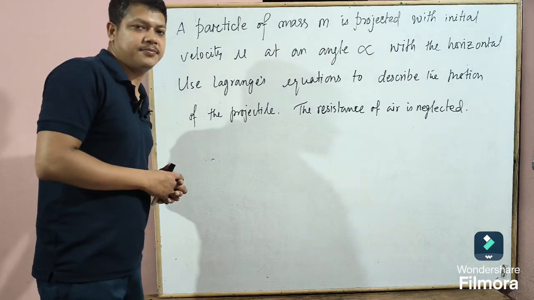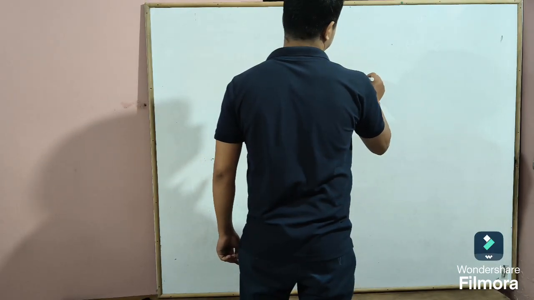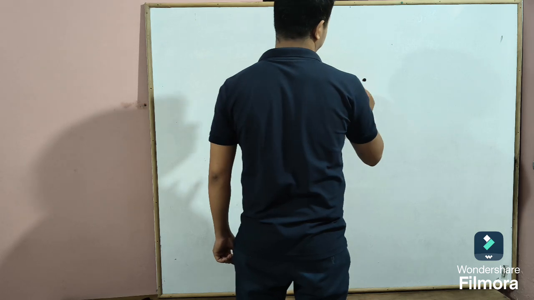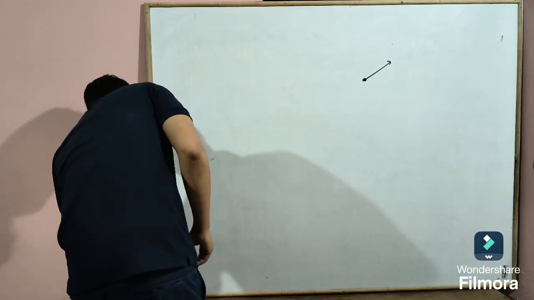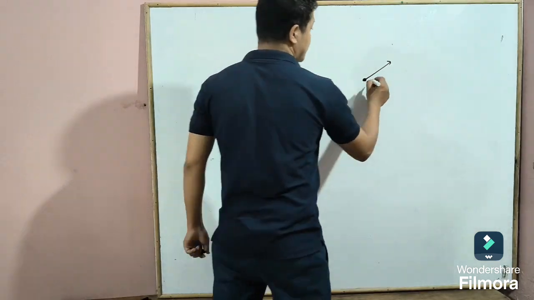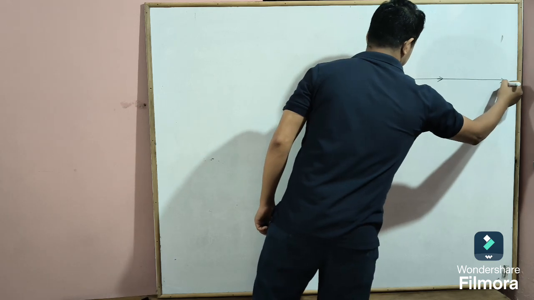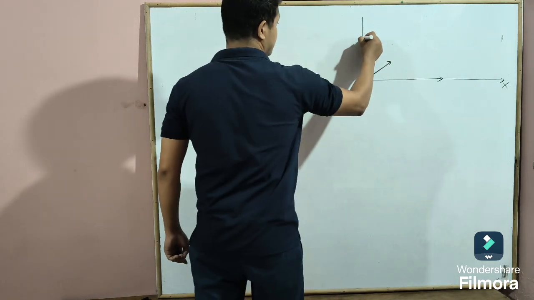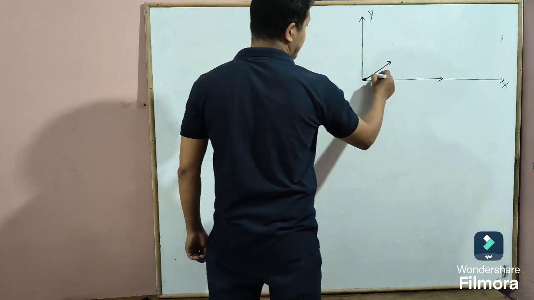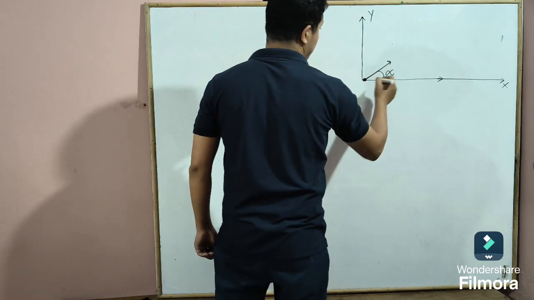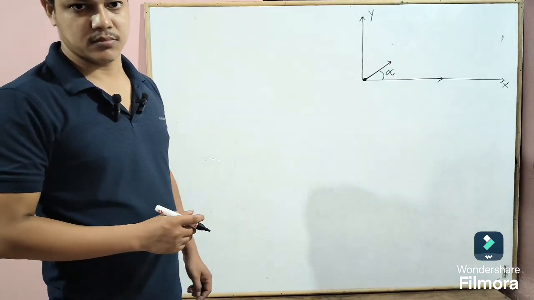So now let's start. This is an object of mass m, or this is a particle of mass m, suppose, and it is projected in this way, and here is the horizontal axis, that is x-axis. This is the x-axis and this is the y-axis. And it makes an angle alpha with the horizontal, that means with the x-axis.